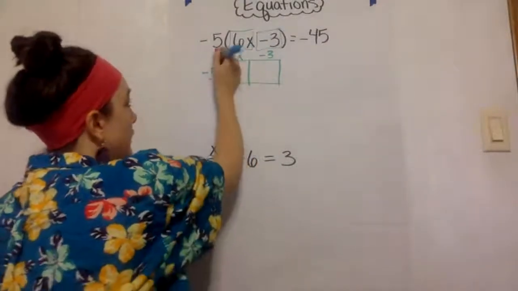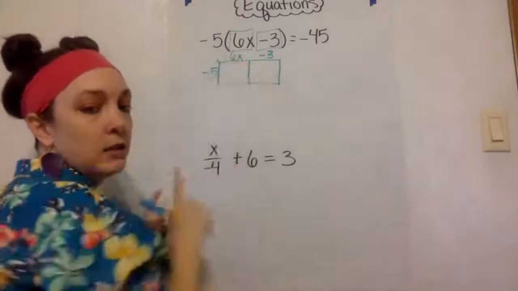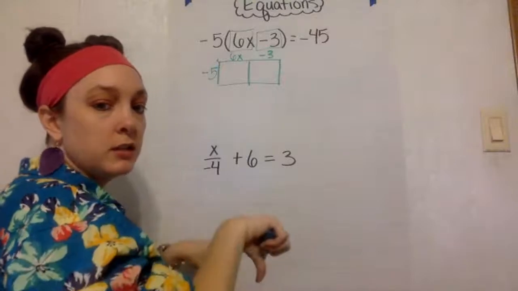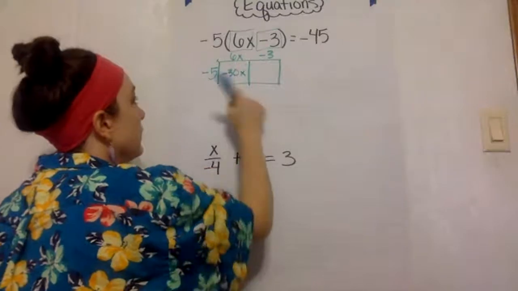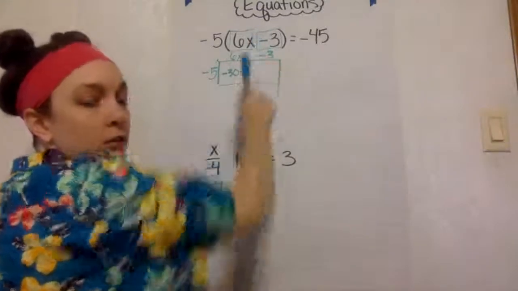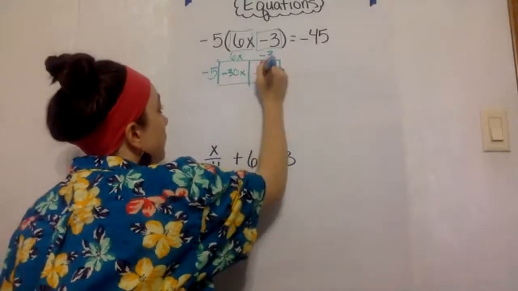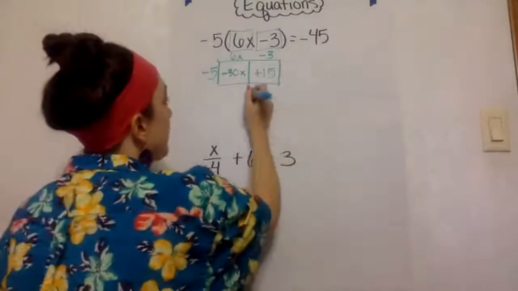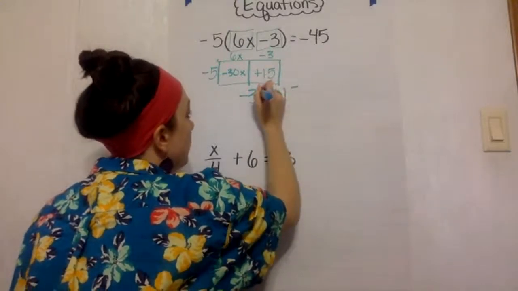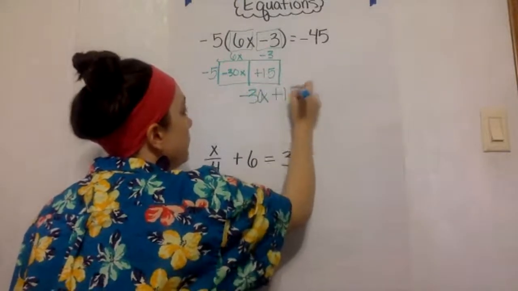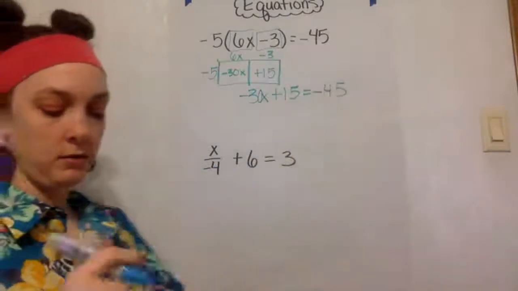So I multiply here. -5 times +6. The signs are different, so my answer is -30x. -5 times -3. My signs are the same, so the answer is +15. Okay, I'm going to rewrite it. -30x + 15. I forgot my equals. -30x + 15 = -45.